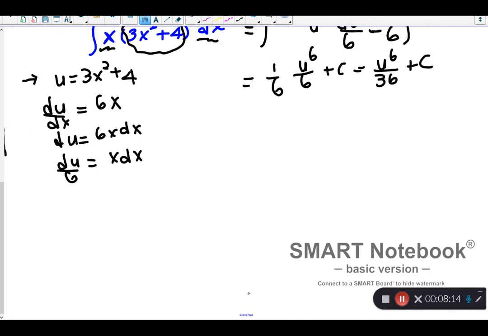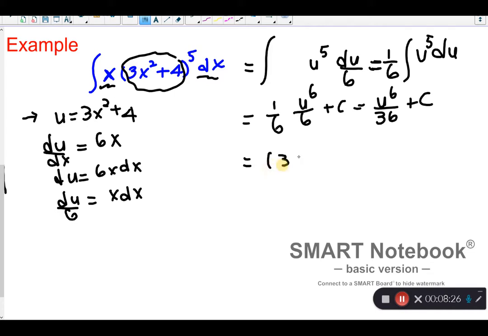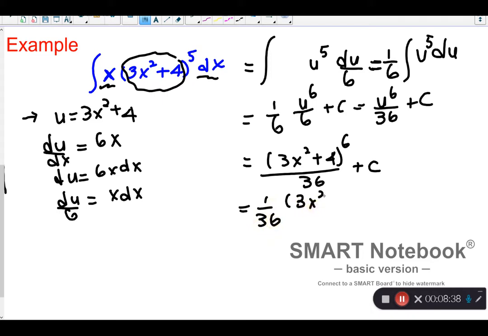And then the next question is, can I leave it like this? We can't, right? Because the question was given in terms of the x variable. My final answer should be in terms of x as well. So u to the 6 would be, just put the u back in there, 3x squared plus 4 to the power of 6, all over 36 plus c. And of course you can also write it like this if you prefer, 1 over 36 times 3x squared plus 4 to the power of 6 plus c.